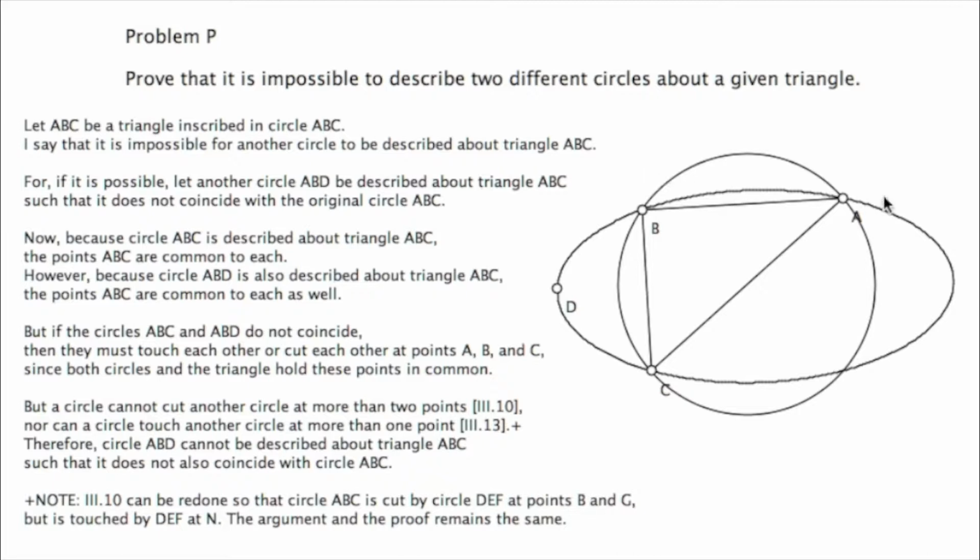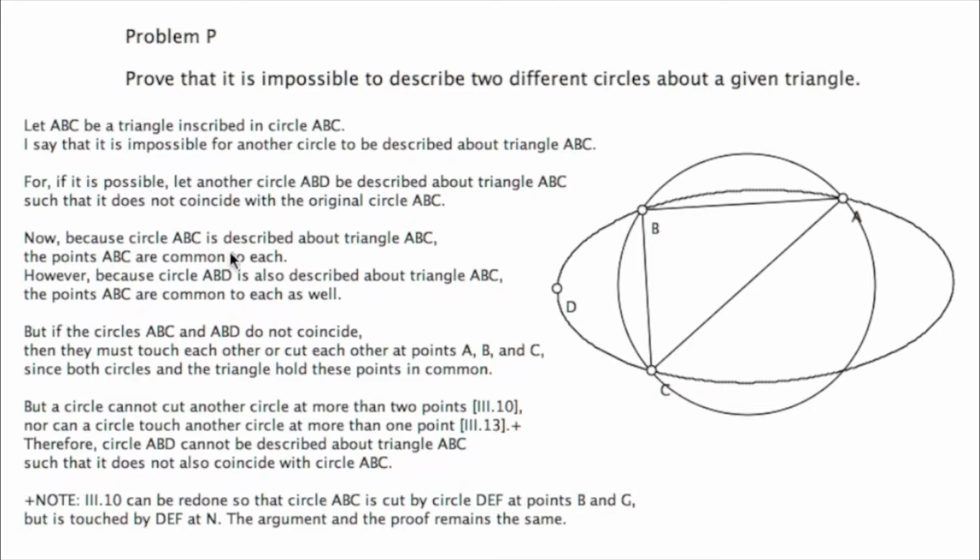Okay, so we've described it about triangle ABC, so it shares those points, such that it does not coincide with the original circle ABC. Because if it does coincide with the circle ABC, we've just proven the point again that there's only one circle that can be drawn about triangle ABC. So we've made sure that it does not coincide with the original circle, and we've drawn it like this. And we've called it ABD to distinguish it from the other circle ABC.